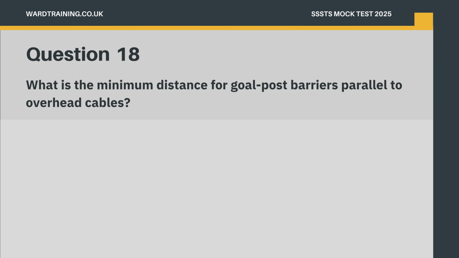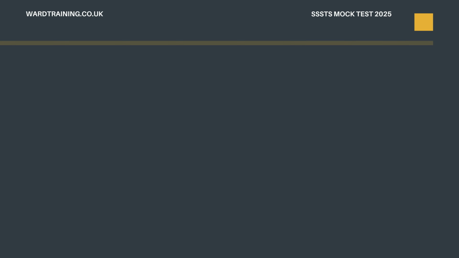Question 18. What is the minimum distance for goalpost barriers parallel to overhead cables? A. 3 meters, B. 4 meters, C. 5 meters, D. 6 meters. Answer: D. 6 meters.